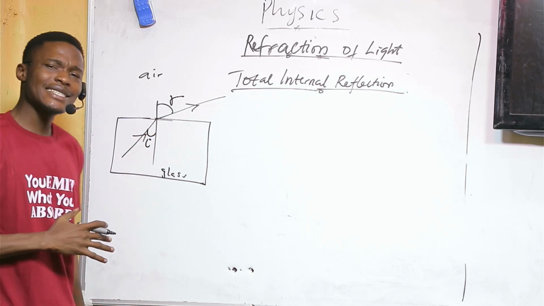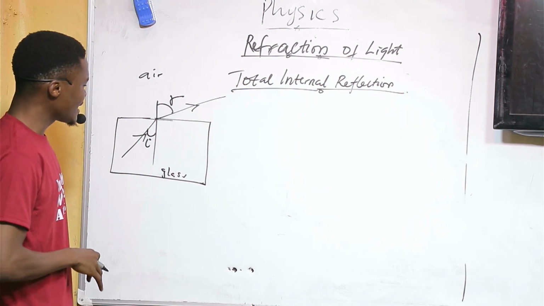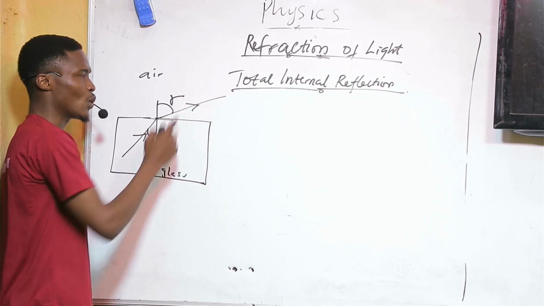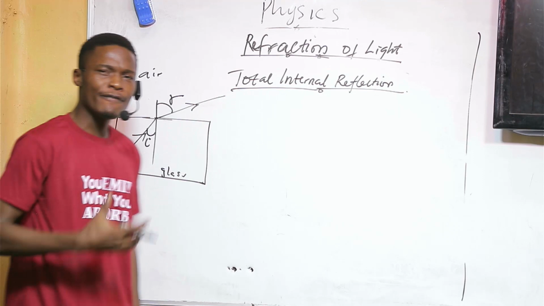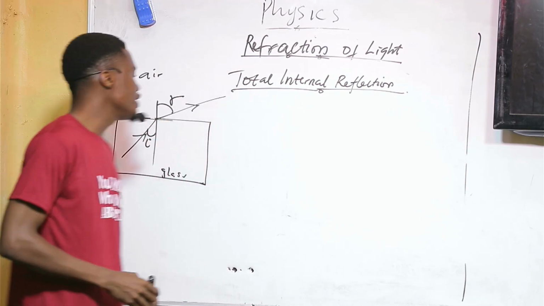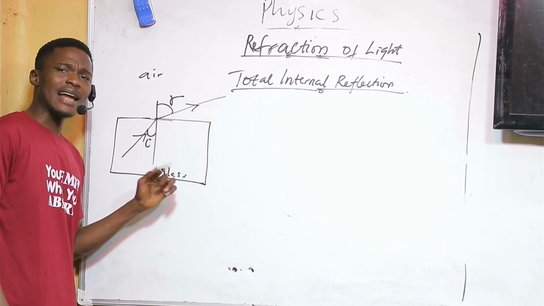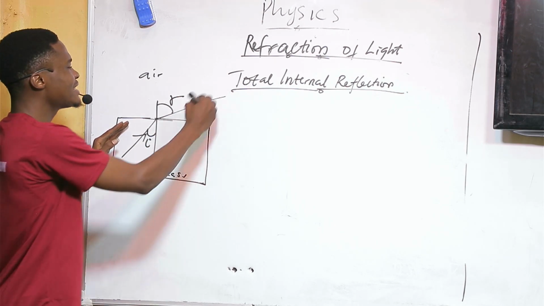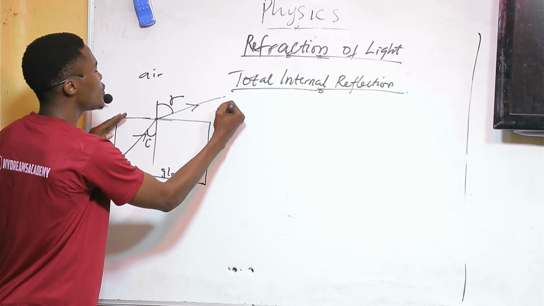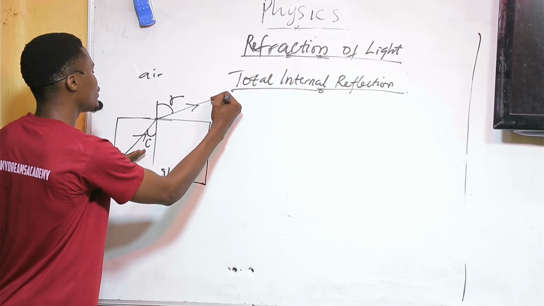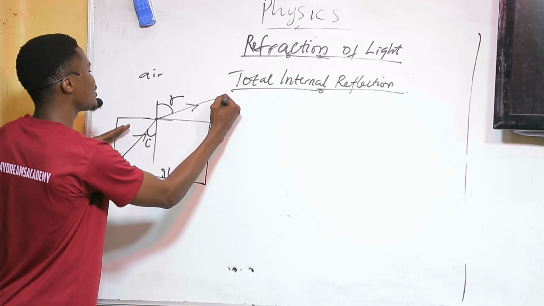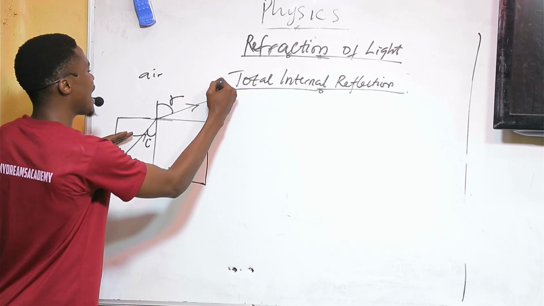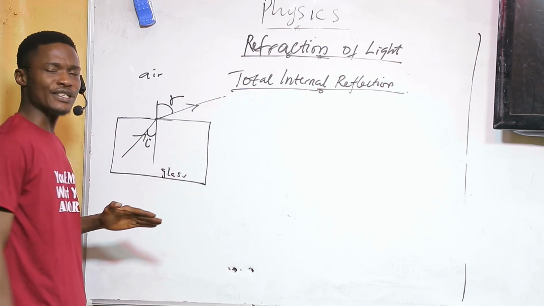Now, something interesting happens. Mind you, I said that the direction of the light is from glass to what? Air. Or you can say from denser medium to less dense what? Medium. Something interesting happens here. If I keep increasing the angle of incidence, this angle of refraction will also be increasing. So as this one is going up, this one is going down. So this angle is also increasing as this one is increasing.